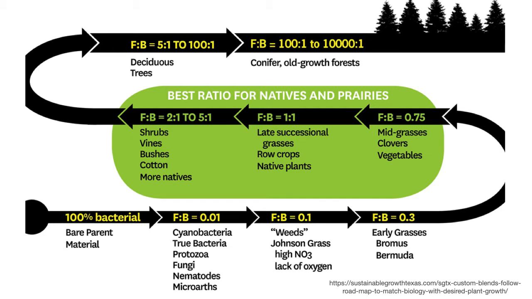If anybody has ever tried growing cicer milk vetch, when we get to a fungal bacteria ratio of 1 to 1, so your late successional grasses, your row crops, native plants, when we get over that 1 to 1, this is when we start seeing shrubs and bushes start kicking in, and 5 to 1 to 10 to 1, your deciduous trees. And when we get into the 100 to 1 and over, that's when we start getting into the conifers and those type of trees.